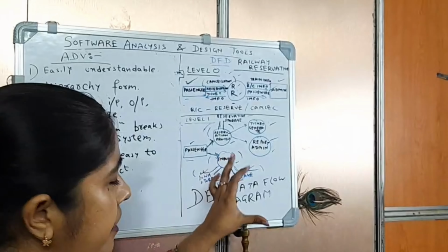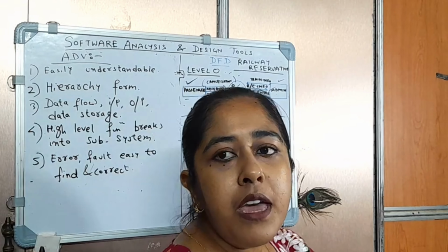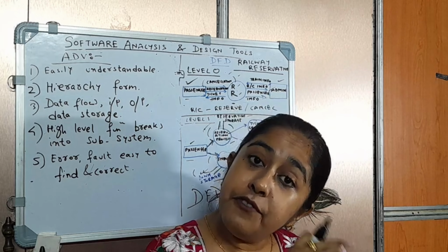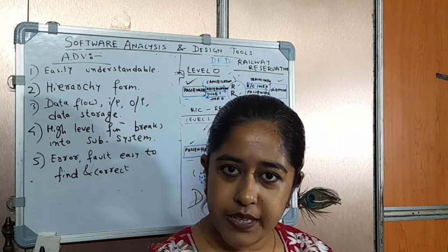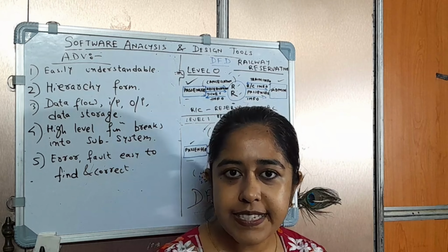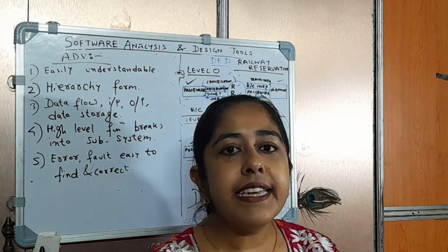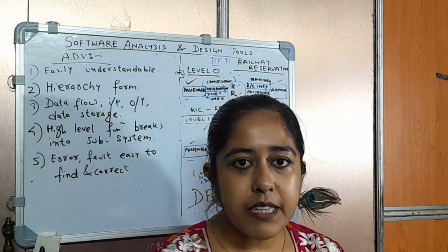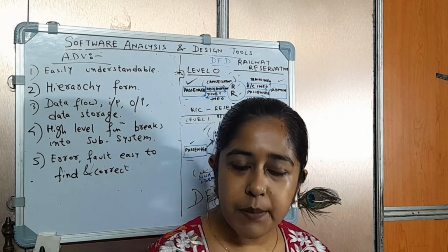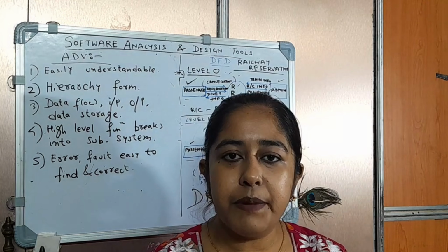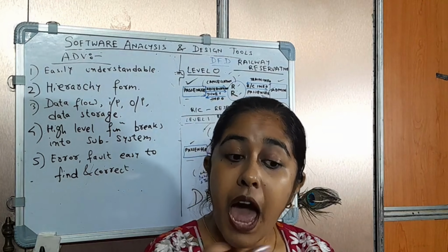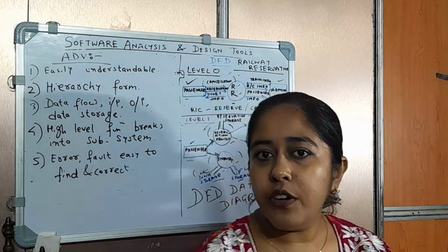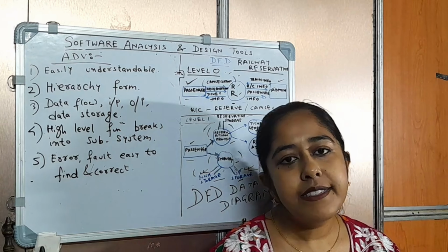Whenever you are making this DFD, you are processing level by level. So it will be very easy, however many levels you are going to break this DFD into. That much easier it will be to find any error. Since you are making subsystems, as we have already seen in cohesion and coupling, when we are breaking the particular system into different subsystems, however much you break it, that much easier it will be for you to find the errors and correct them.